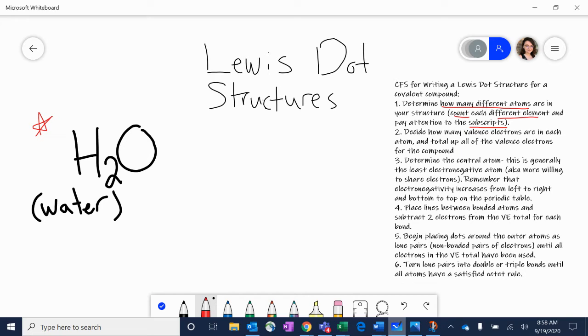We call those subscripts. So I have one oxygen atom, and I have two hydrogen atoms because this hydrogen has a 2 for its little number or subscript. So I've got 3 total atoms.